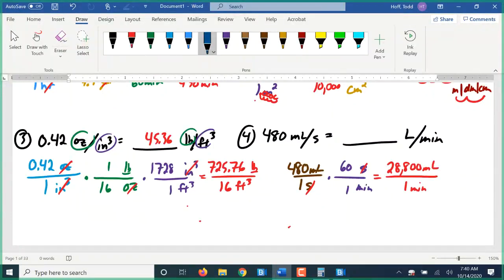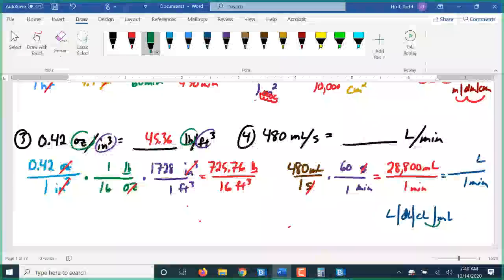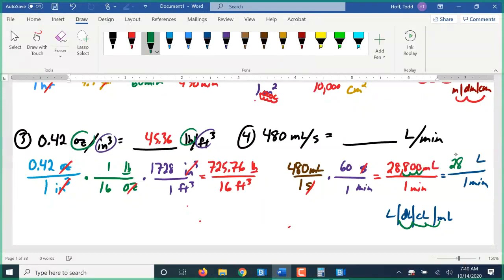Now we need to change the milliliters to liters. The 1 minute's going to stay. From milliliters to liters is 3 spots to the left on our chart. So we move our decimal point 3 spots to the left. That's 28.8 liters per minute. Any questions there?